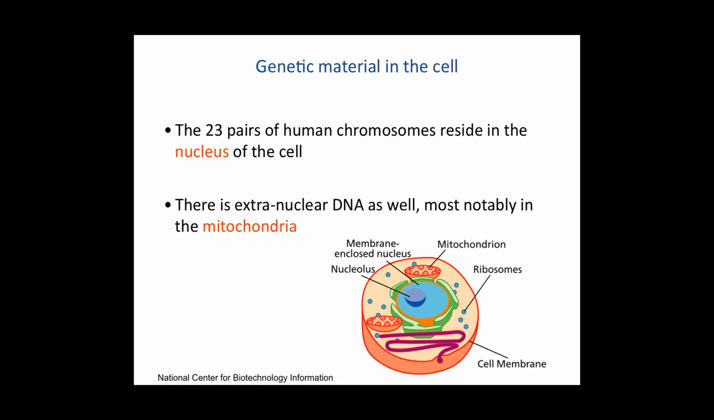In a human cell, the 23 chromosome pairs are located in the nucleus, which is enclosed in a membrane that separates it from the rest of the cell. It turns out that the 23 chromosome pairs are not quite the entirety of the genome. There is also a small amount of DNA, relatively speaking, in the cell's mitochondria outside of the nucleus.